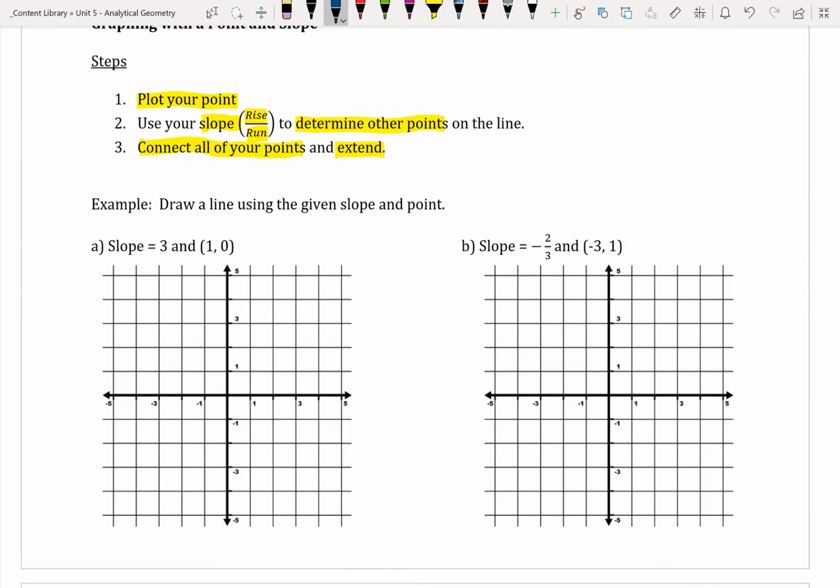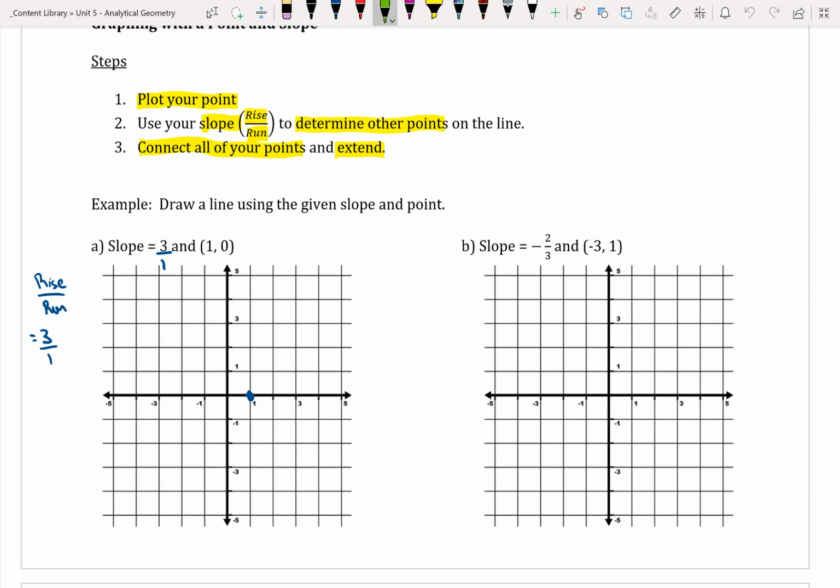So in our first example, we have a slope equal to 3 and the point 1, 0. So the first thing I want to do is plot the 1 point that's given to me. So that means my x value is 1 and the y value is 0. So my point is here. Next, I need to use my slope, or the rise over run, to help me determine other points. Now, because my slope is 3, that means my rise is 3, my run is 1, because any whole number is always over 1 as a fraction.